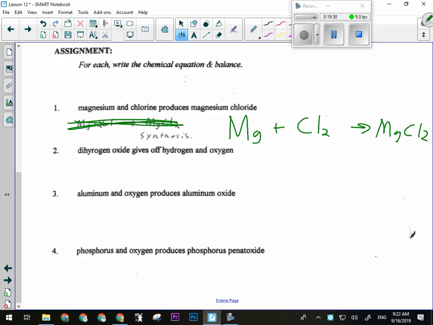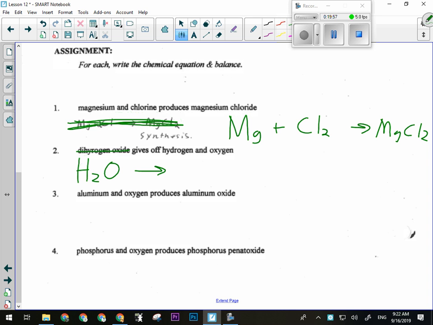Hydrogen. Dihydrogen oxide. I don't know why anybody writes it that way. It should be dihydrogen monoxide, actually, if they were going to write it as a molecular compound. But it's water. That's what that is. Okay? Gives off hydrogen and oxygen. This is like the 3rd time we've had this reaction. Okay?